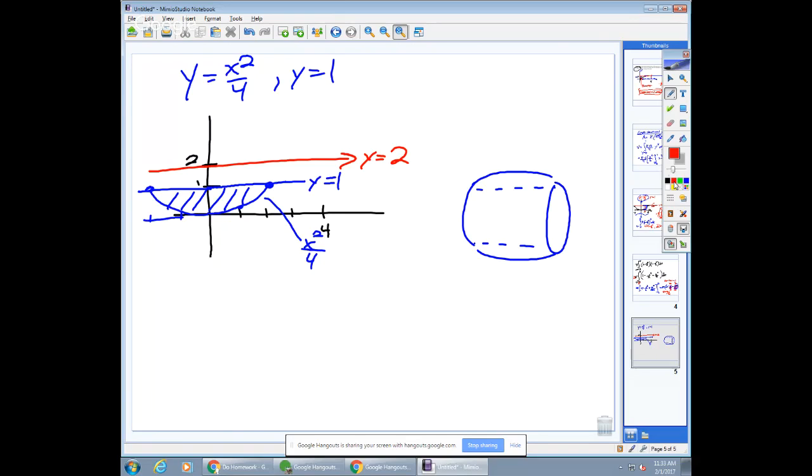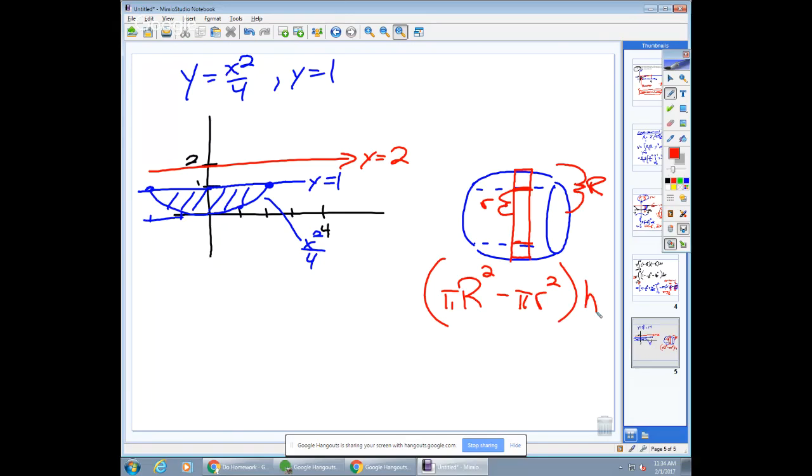Let's go to red for a second. At any point in here, if I slice through this thing, I'm going to end up with a washer type shape. And for a washer, you need to identify what is the big outer radius, capital R, and then what is the inner radius that gets removed. Because to take a washer kind of shape, you're going to have pi big R squared minus pi little r squared times the thickness of it, h.